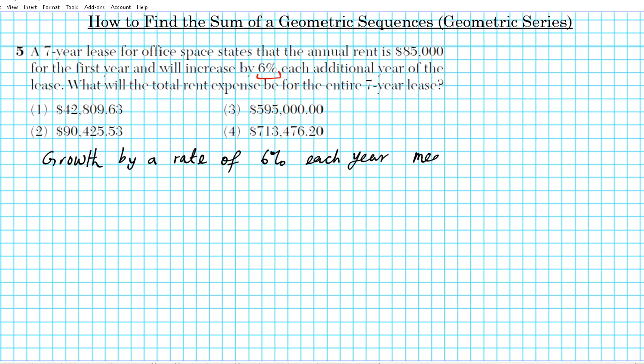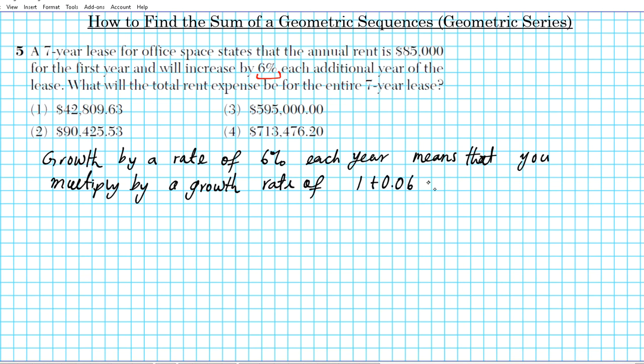means that you multiply by a growth rate of 1 plus 0.06, okay, which is equal to 1.06. So a growth rate by 6% means that you grow by 1 plus the rate in decimal form.